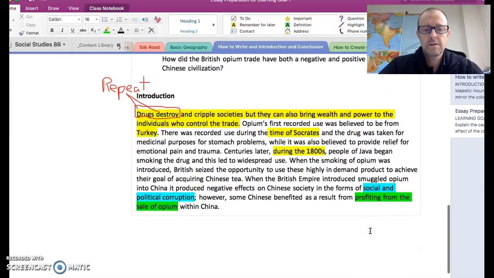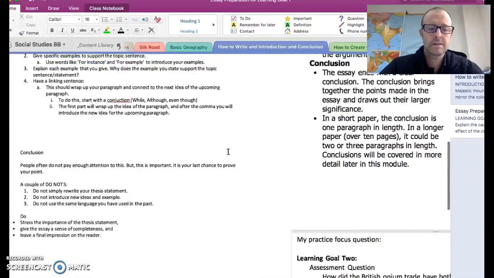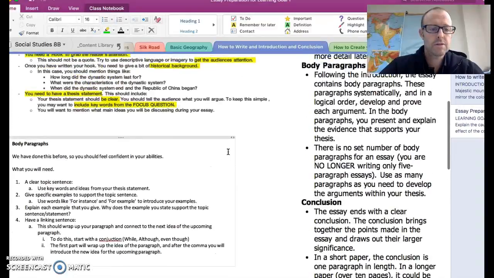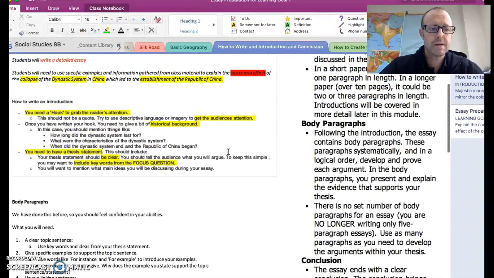Okay, so this is what I want you to do. I want you to think about a hook. What can you have for your hook? What are your topics going to be? So let's go over here. What are you going to focus on? How are you going to explain to me the collapse of the dynastic system in China? What are the causes of that and the effects which led to the establishment of the Republic of China? So think about all those examples that we've created for our creative representation.